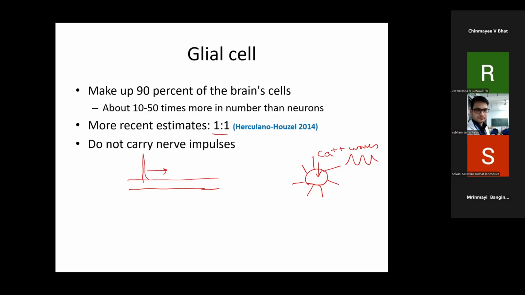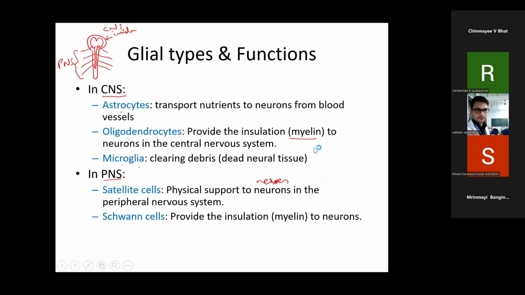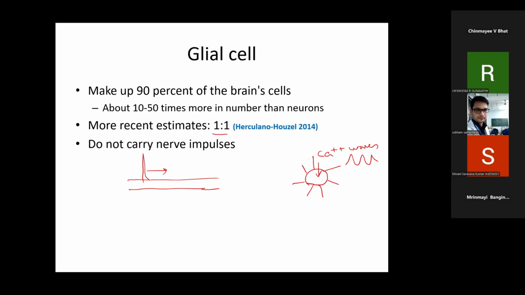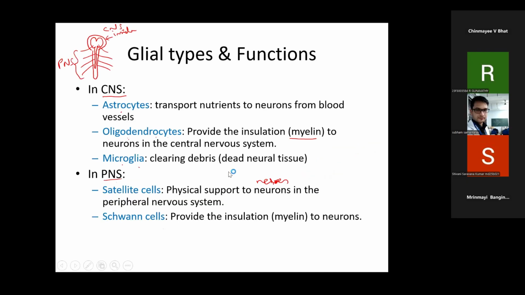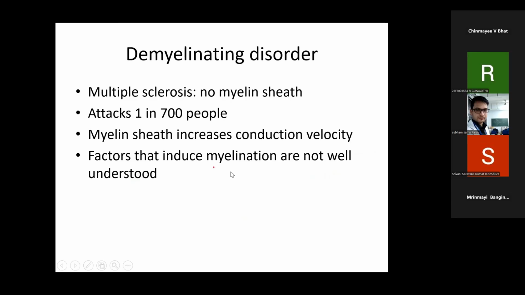Then the second kind of cell, glial cells. Initially people thought they are 10 to 50 times more in number, but more recent estimates say that they're about equal in number to neurons. They support neural function in many ways. I think I'll skip some of this, not very important here.